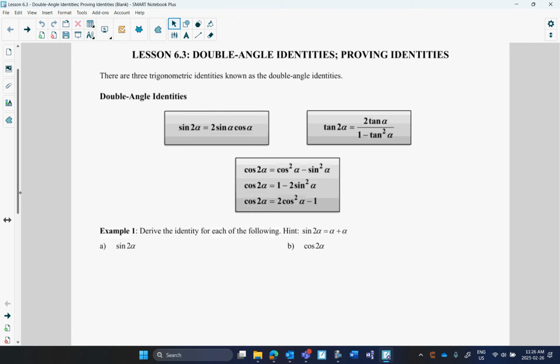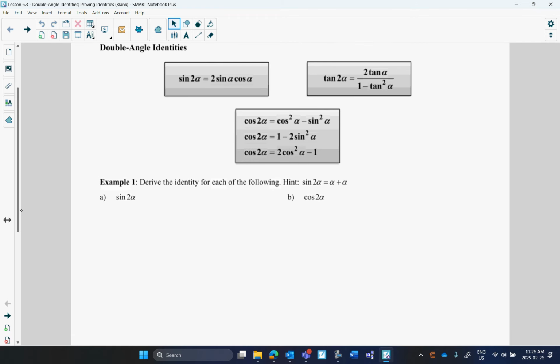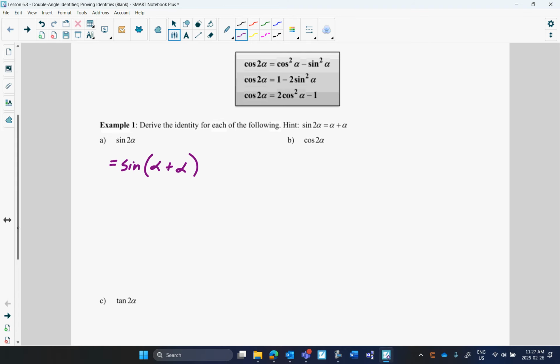So I'm going to prove to you how we get a couple of these. I'm going to prove the sine and cosine ones. Well, the sine of 2 alpha. Would you agree that the sine of 2 alpha would be the same as sine of alpha plus alpha? Alpha plus alpha is 2 alpha. Well, that looks familiar. We've already done an identity like this. It is the sine sum identity.